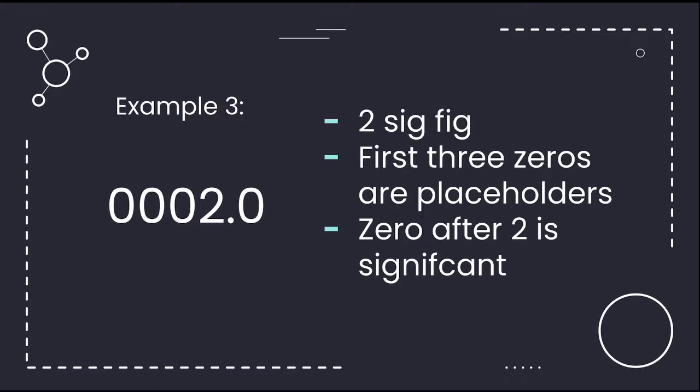However, if it was 0002.0, then this would be 2 significant numbers. The first 3 zeros are still placeholders like before because they don't add any more additional information. But the 0 after the 2 is significant because it is after a decimal point and tells us that 2 was not just rounded down from a 2.3 or 2.2, it is a 2.0.